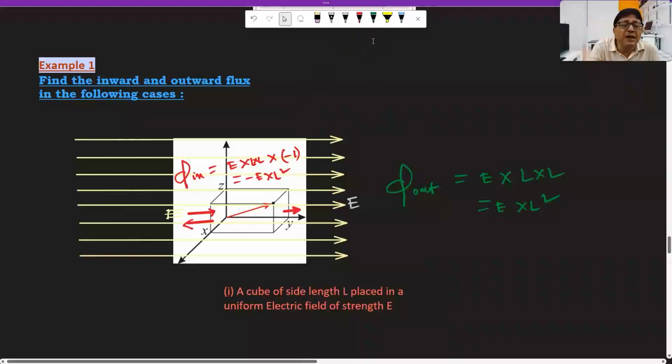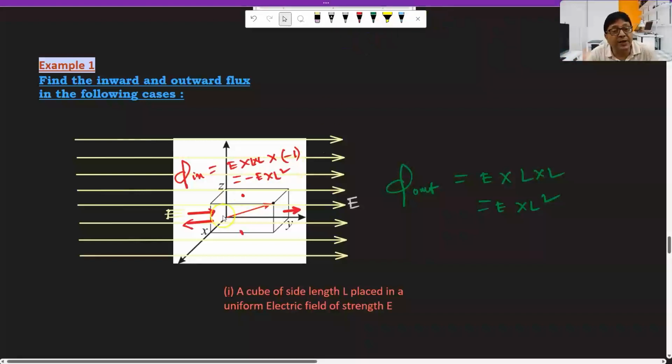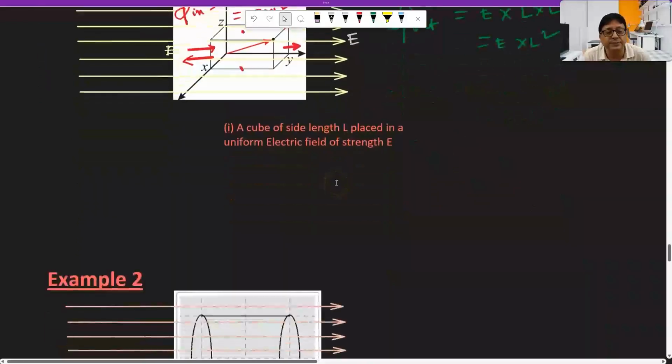And no flux line will pass through the surface facing towards me or going away from me, because field lines are parallel to those surfaces. Inward outward means entering here and going out here. So phi out is E into this area, phi in is E into this area.